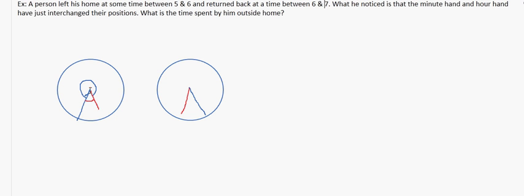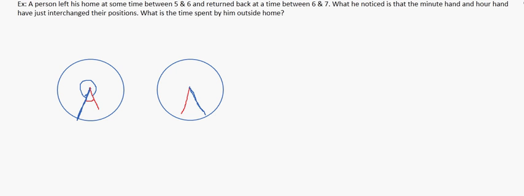So these are the two scenarios. When he left, the minute hand was between 6 and 7, the hour hand was between 5 and 6, right? When he came back, the minute hand was between 5 and 6, the hour hand was between 6 and 7, right? They have just interchanged. So what you can just see is that this is the hour hand, this was the minute hand before, and finally it became this, right?